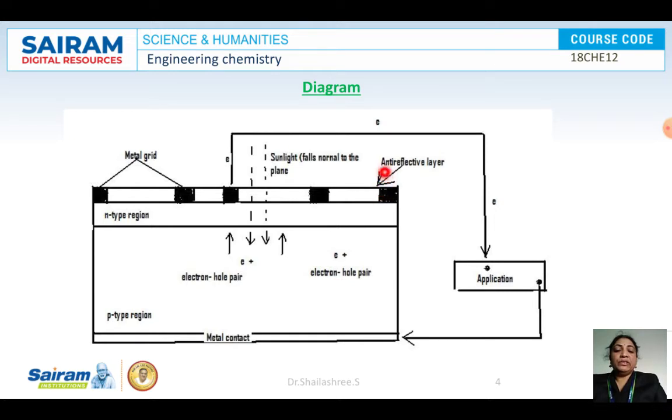There is an anti-reflective layer which makes more and more sunlight fall on the PN junction. When sunlight falls on the PN junction, by absorbing the energy, electron-hole pairs are generated, and this junction allows the electrons to flow only in one particular direction. The electrons move towards the holes through the external circuit. When moving through the external circuit, the energy is stored in the battery, and that can be used for any purpose. In this way, energy is generated in photovoltaic cells. Clear?